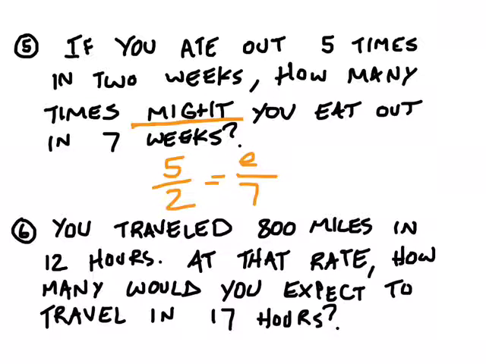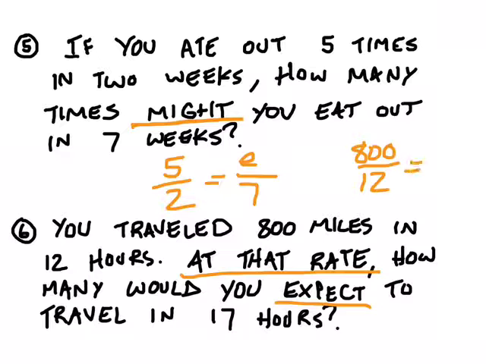Number 6 is a little bit easier in terms of finding keywords. It says you traveled 800 miles in 12 hours. At that rate, that jumps out at me. At that rate, how many would you expect, there's another good word, to travel in 17 hours? So both these ideas are telling me that I'm establishing a specific rate of 800 miles in 12 hours. So I'm going to set this up as 800 miles in 12 hours. And the question is, how many in 17?